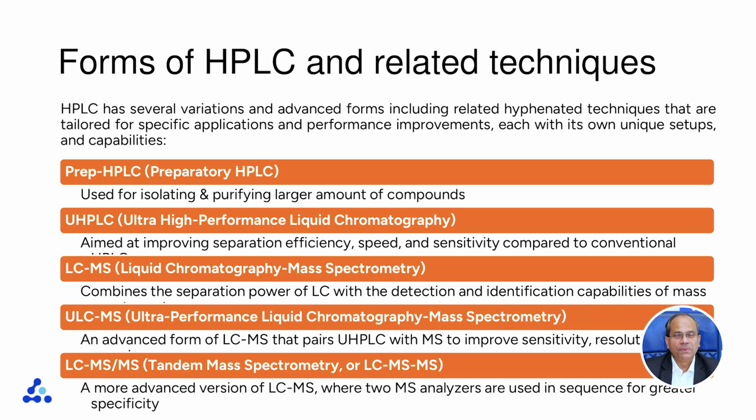Some of them are, for example, preparative HPLC, which is used for isolating and purifying larger amounts of compounds. Second is ultra high performance liquid chromatography, also called UHPLC, which is aimed at improving separation efficiency, speed and sensitivity compared to conventional HPLC. Third is liquid chromatography mass spectrometry, also called LCMS, which combines the separation power of liquid chromatography with the detection and identification capabilities of mass spectrometry.